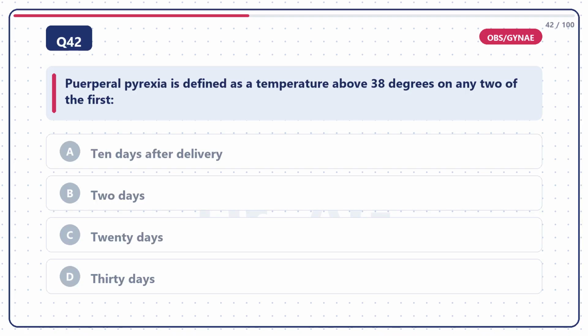Question 42. Puerperal pyrexia is defined as a temperature above 38 degrees on any two of the first: Option A. 10 days after delivery. Option B. 2 days. Option C. 20 days. Option D. 30 days.